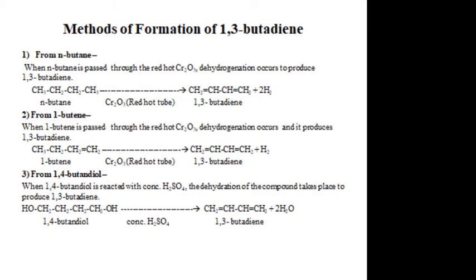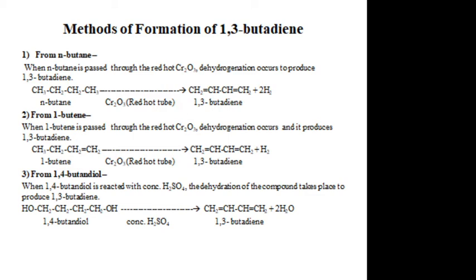Now, methods of formation of 1,3-butadiene. We will see three methods of preparation for 1,3-butadiene. Number 1, from n-butane. 1,3-butadiene can be produced from n-butane by passing n-butane through red hot chromium oxide. A dehydrogenation reaction takes place and 1,3-butadiene is obtained.